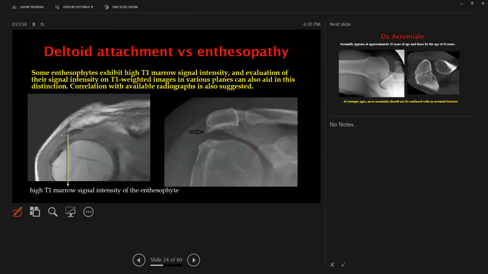This is how a bony spur would look on a T1 sequence. The deltoid attachment is here, and that is the bony spur, which can cause impingement, and you can correlate with your X-ray whether there is a bony spur or not.